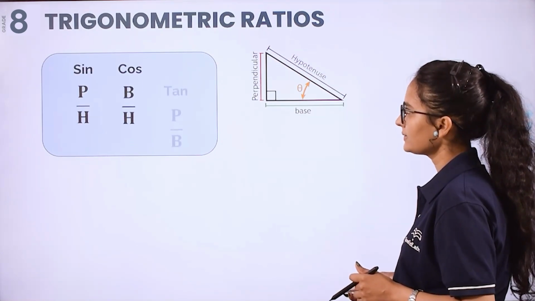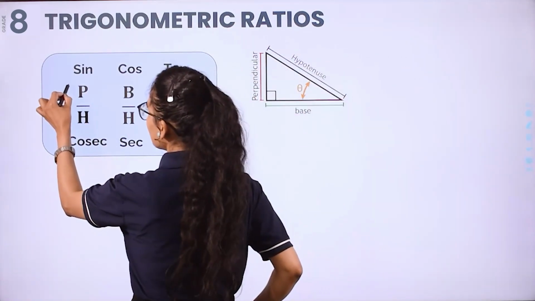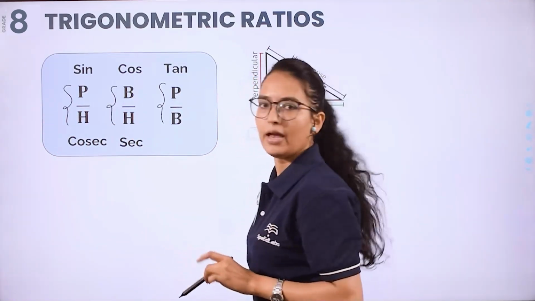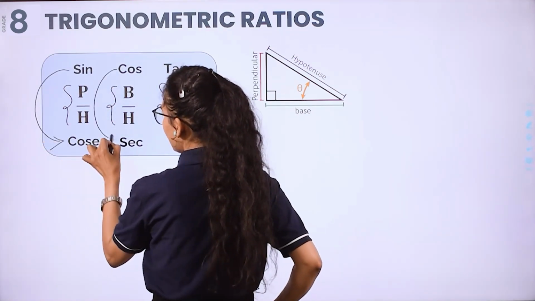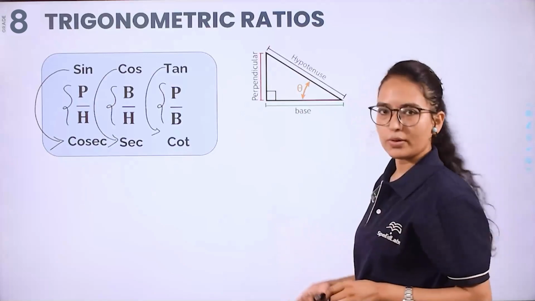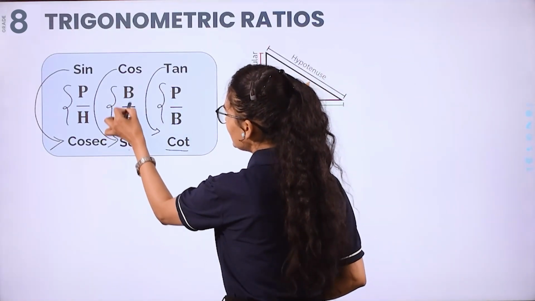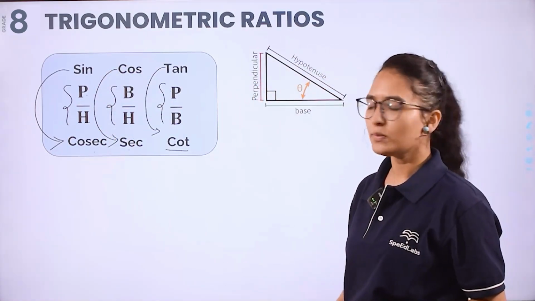Yes, look at this. Sine, cos and tan. We know this, that sine is P by H, cos is B by H, and this is P by B. And we know that sine and cosec, they share an inverse relation. Cos and sec are also inverse, and tan and cot are also inverse. Okay. So if you read from here, cot is B by P, sec is H by B, and cosec is H by P. Right? No problem.